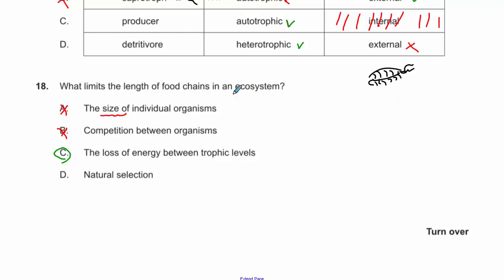And the reason is that the loss of energy is so efficient in reducing the length of food chains, because the loss of energy is 90%. So if this one is 100 gigajoules or something, then only 10 gigajoules are available for the next, and then only 1 gigajoule, and so on. So I would say C is the correct one.